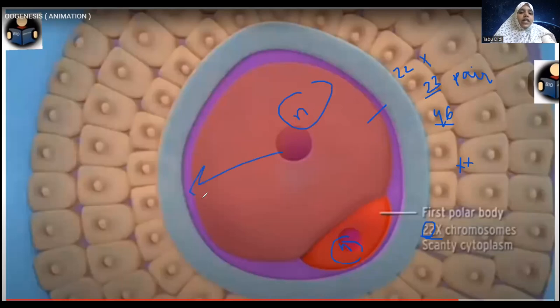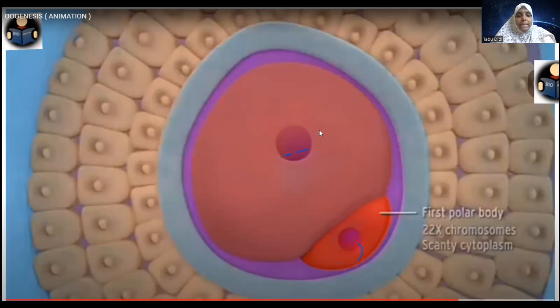So when this secondary oocyte meets the sperm, what will n plus n become? It will become diploid. Okay, and the X is for the sex chromosome, and if the sperm entering is X, then XX, a female, will be formed, and if the sperm entering has sex chromosome Y, then it will become a boy. Okay, so far everyone has understood.